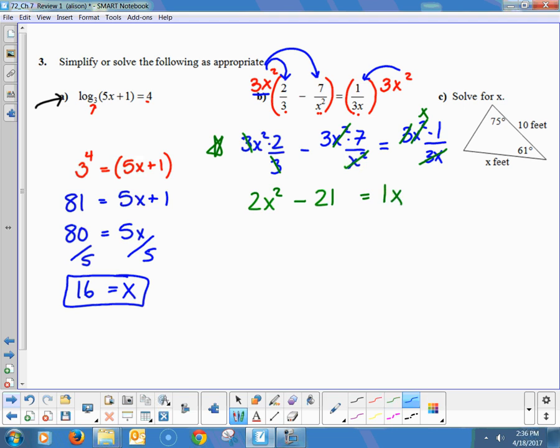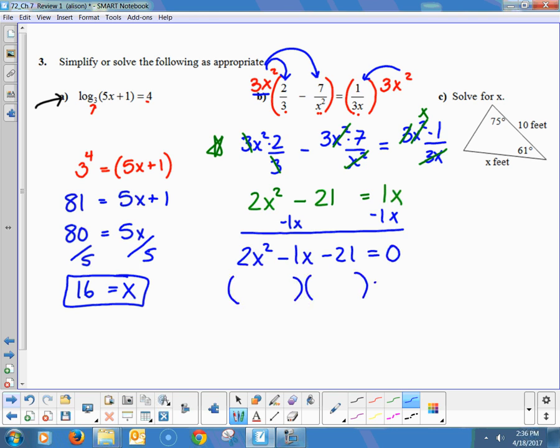In order to solve this, I have to set it equal to 0. So I get 2x squared minus 1x minus 21 equals 0. And if I factor this thing, 2x squared has to be a 2x and an x. I have a good feeling about 7 and 3. So if I try 7 here and 3 here, 7 times x is 7x. 3 times 2x is 6x. If the 7x is negative, they do combine to negative 1, so I'll make this negative and this positive.